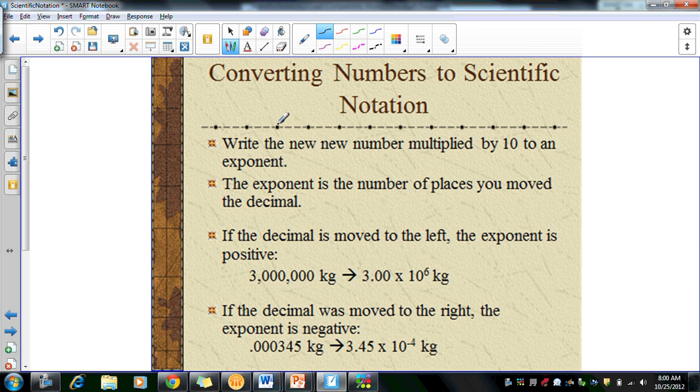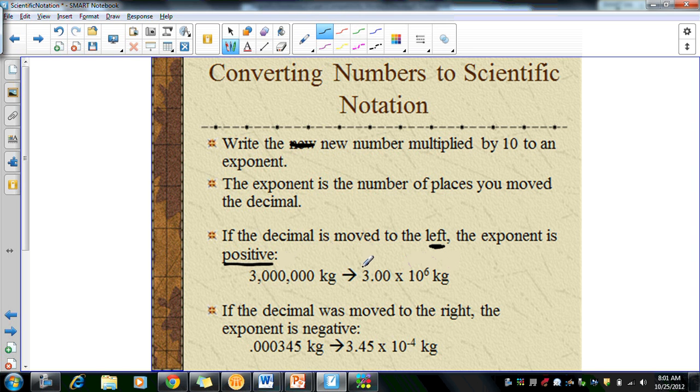Well, now you write that new number multiplied by 10 to an exponent, and the exponent is the number of places you moved it. So in our example of 3 million, we moved it 6 places to the left. So if you move the decimal to the left, the exponent will be positive. So it would be 3 times 10 to the 6th kilograms.